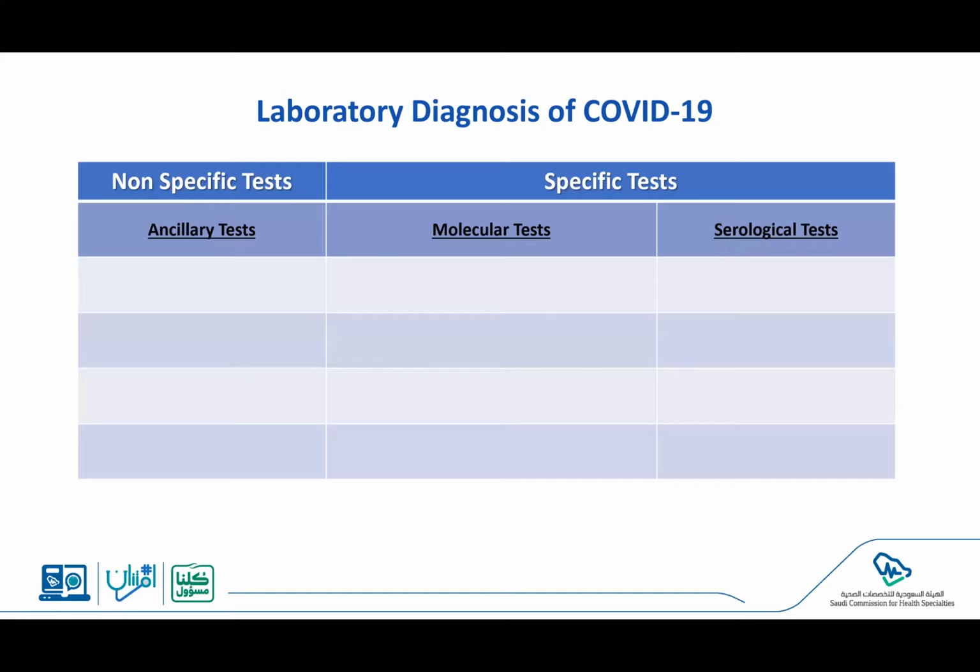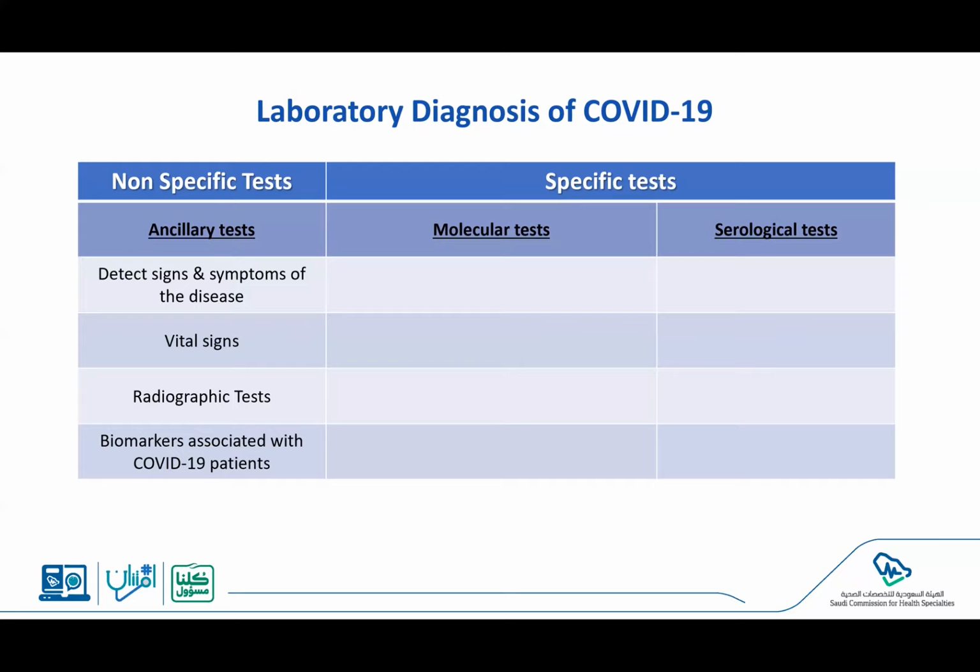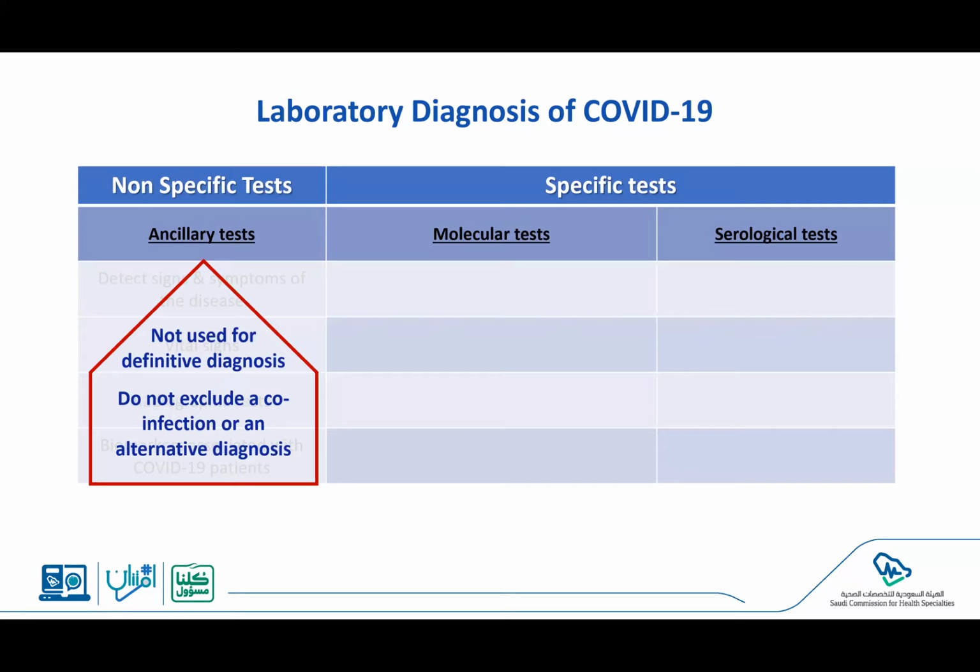The non-specific tests are considered ancillary tests that help in the diagnosis, such as checking the vital signs, radiographic tests, chest imaging, CT scan, and biomarkers associated with the inflammatory response in COVID-19 patients. All these are non-specific tests and not used for definitive diagnosis. They don't exclude a co-infection or alternative diagnosis.